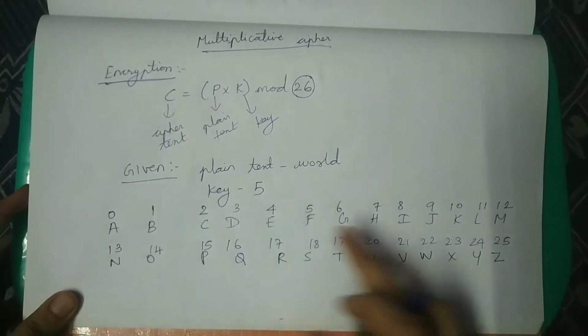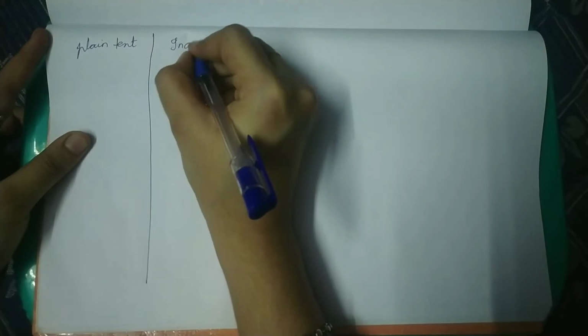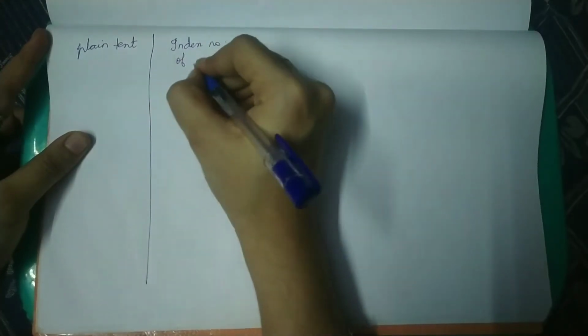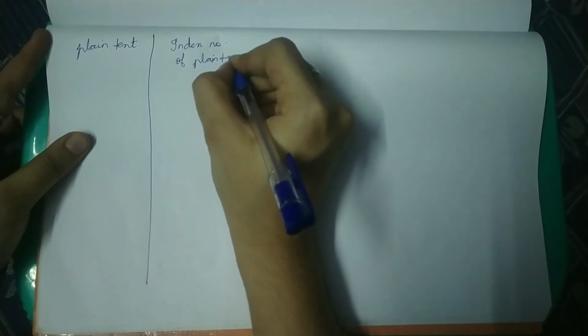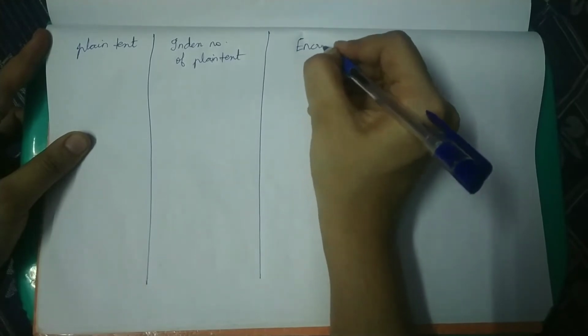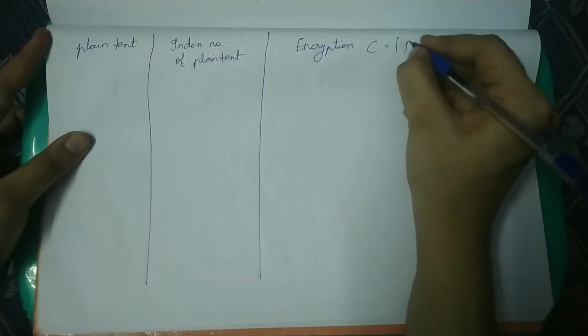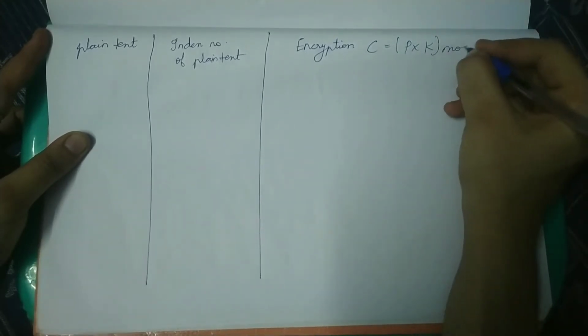After numbering from 0 till 25, let us draw a table. The first column of the table is the plain text column. The second column is the index number of the plain text. And the last column is performing the encryption using the formula C is equal to P into K mod 26.